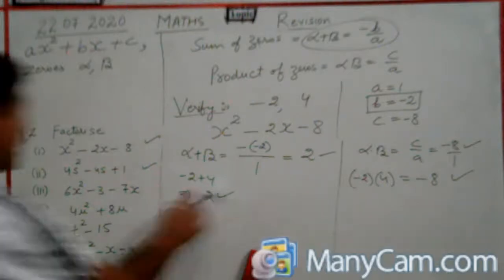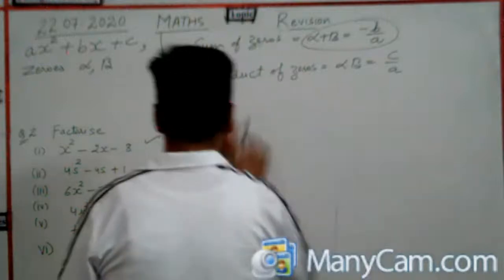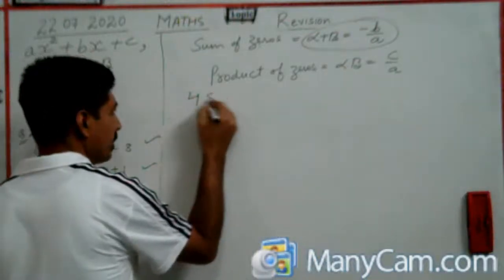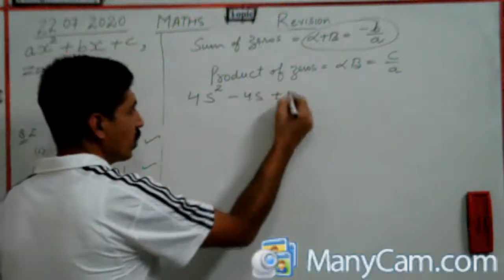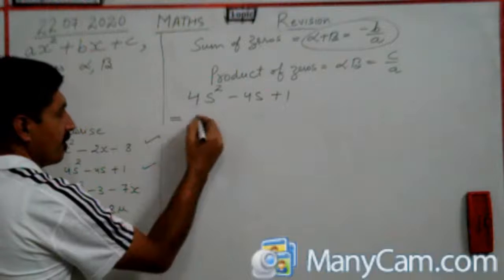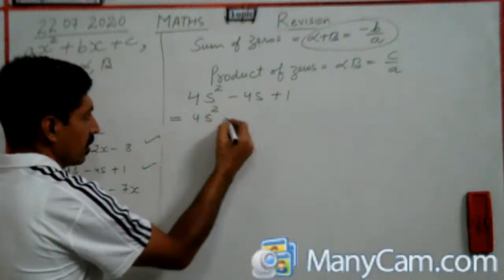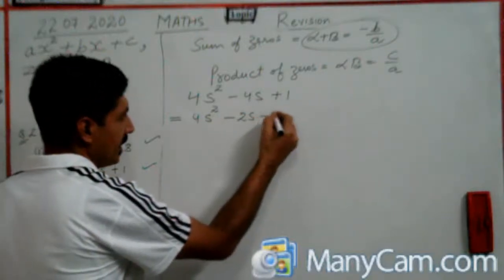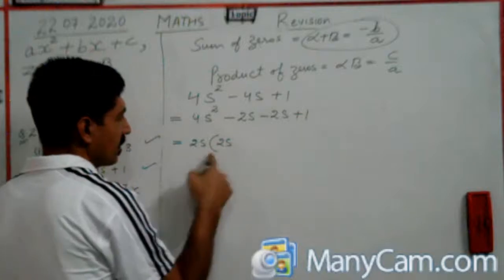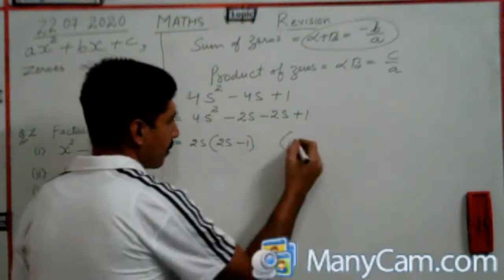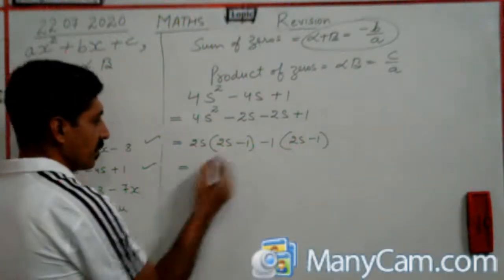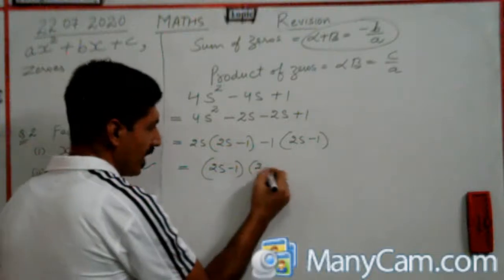So here, let's go for this relation. Like the second one, here the variable is s. The equation is 4s square minus 4s plus 1. So a little bit quick. Here a into c is 4. We can write 4s square minus 2s minus 2s plus 1. Taking common, that is 2s into 2s minus 1, and 2s minus 1 also. So what do we have for the two factors? We have 2s minus 1 and 2s minus 1.